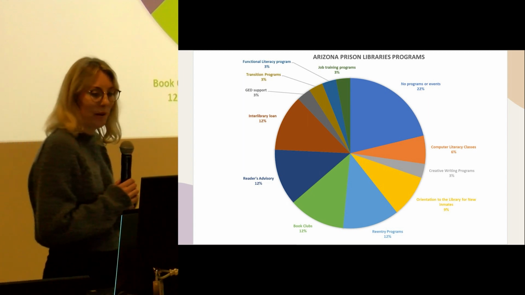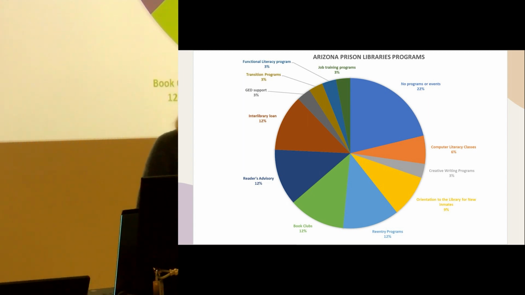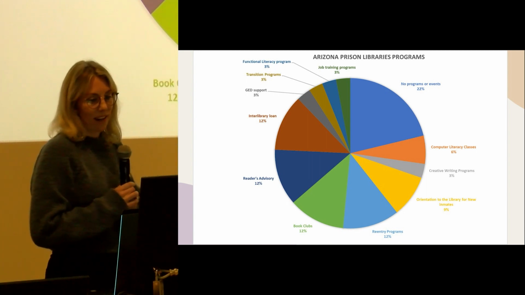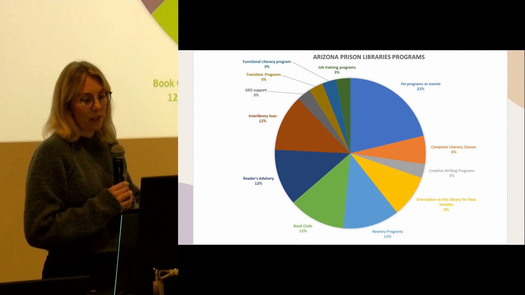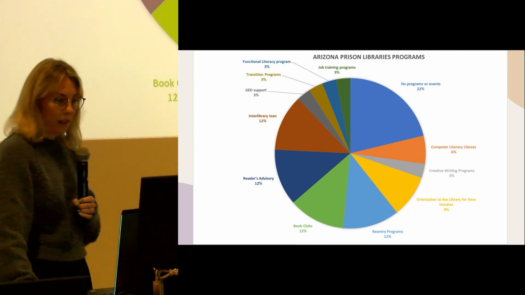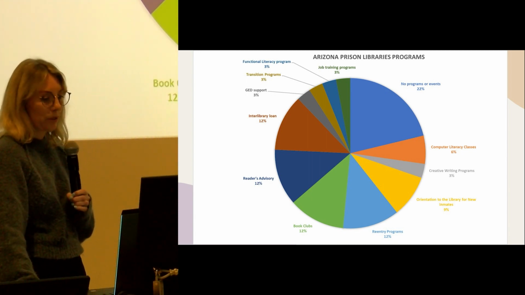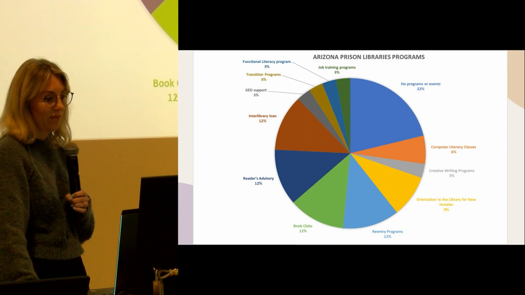So this is from Rachel's poster that she presented, and as you can see, the highest percentage that we have, only 12% have readers advisory or book clubs or ranching programs. Everything else is pretty low. 22% have no programs or events at all.